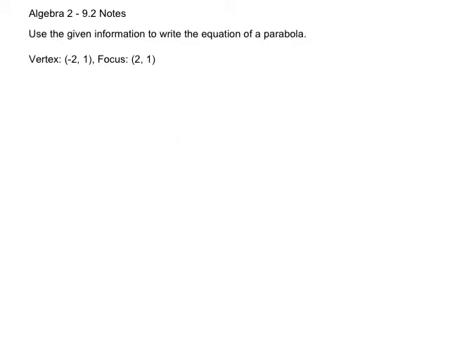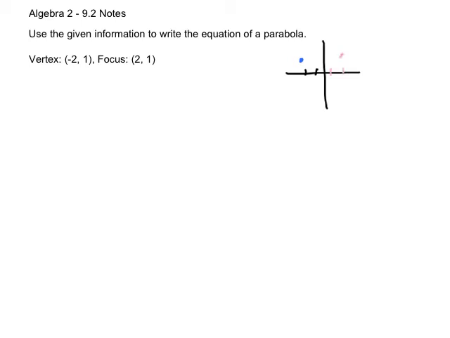So now use the given information to write the equation of a parabola, and here they tell us where the focus and the vertex are. So what I would recommend is that you just make a rough sketch of the information they've given you. We need to know if it opens up or down or left or right or where. And they tell me that the vertex is at the point -2, 1. So I'm going to go -2, and I'm going to go up 1. So here's my vertex. And then they tell me the focus is at the point 2, 1.